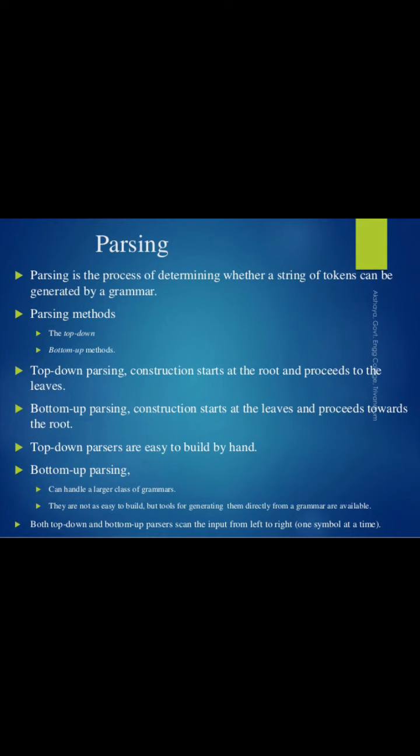Now, top down parsers are easy to build by hand, because they handle grammars which are not left recursive and not ambiguous. So we can easily build a parse tree for top down parsing. There are two top down parsing techniques: predictive and recursive descent parsing. Bottom up parsing handles a large class of grammars. They are not easy to build, but tools for generating them directly from a grammar are available. Both top down and bottom up parsers scan the input from left to right.